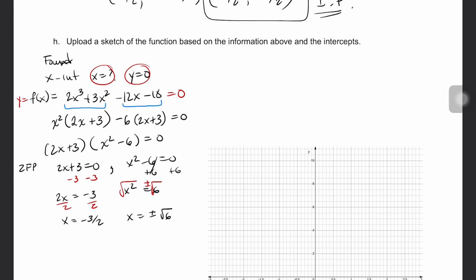That means we have x-intercepts, where y equals 0: x equals negative 3 halves, comma 0; square root of 6, 0; and negative square root of 6, 0. Actually, we have three x-intercepts.